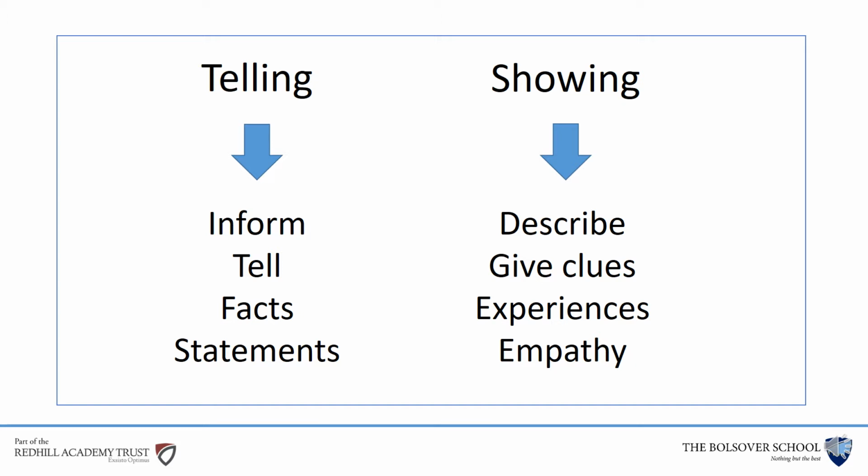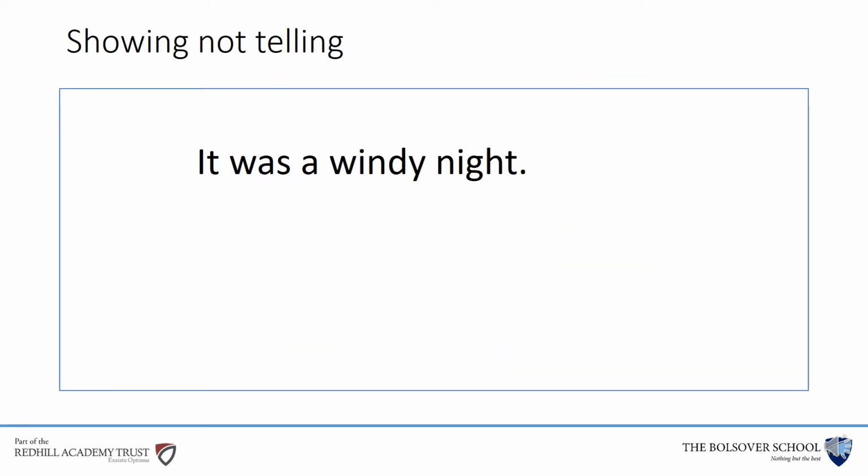Here are some examples. It was a windy night. This is telling. It gets the point across simply by explaining that the weather is windy, but it's not allowing the reader to fully experience what is happening in the story. Think about what wind looks like. How does it move objects? What does it feel like? What does it sound like? When we understand this, we can start to describe this experience. For example, if we leave a window open, we can think about how the curtains would move in the wind.